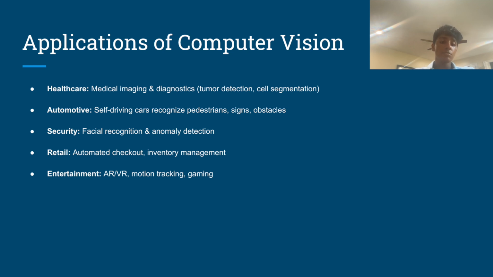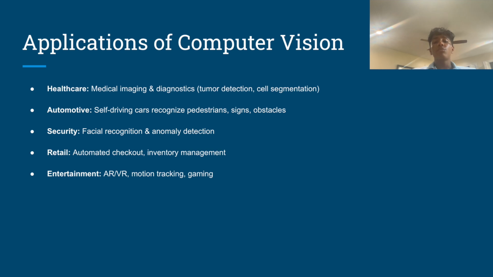So, in the retail industry, computer vision is revolutionizing how businesses interact with customers and manage operations. Automated checkout systems, which use cameras and machine learning algorithms to scan products without the need for barcodes, are becoming increasingly common. Additionally, computer vision helps with inventory management by enabling real time tracking of stock levels and product movement on store shelves, improving inventory control and supply chain logistics.